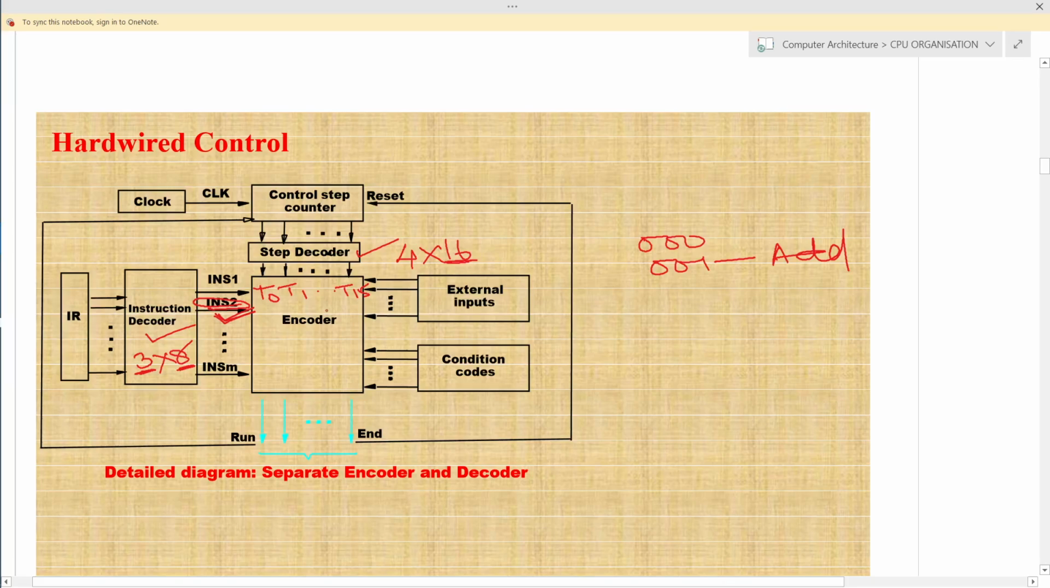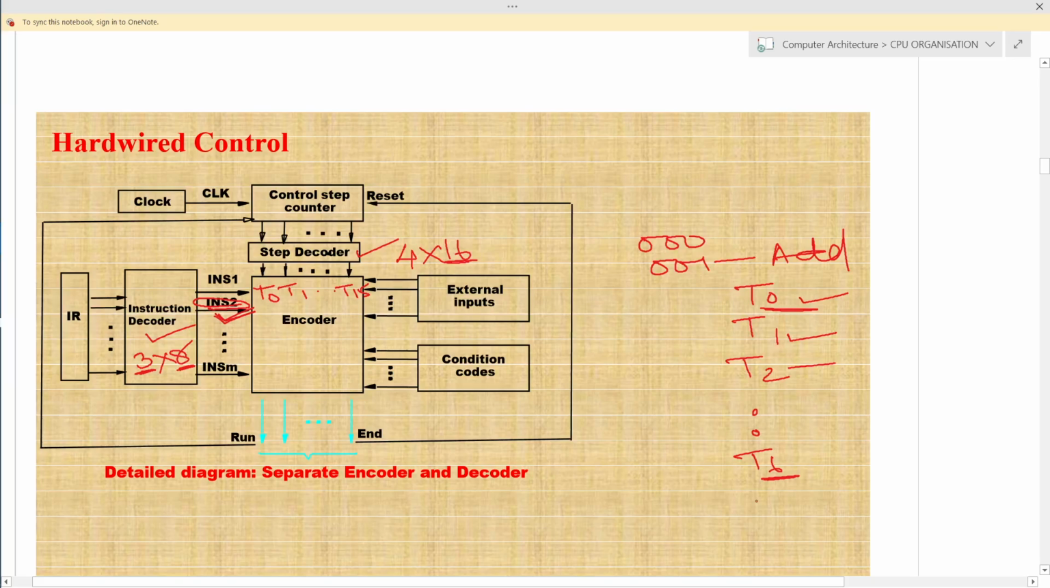In each T signal, in each timing unit, we have to generate certain control signals. And once we reach T6 and generate the appropriate control signal, then we have to reset this timer. We will not go to T7, we have to start from T0 again. And this is for another instruction, let's say 000, or you may represent a subtract like this. It will continue like that.